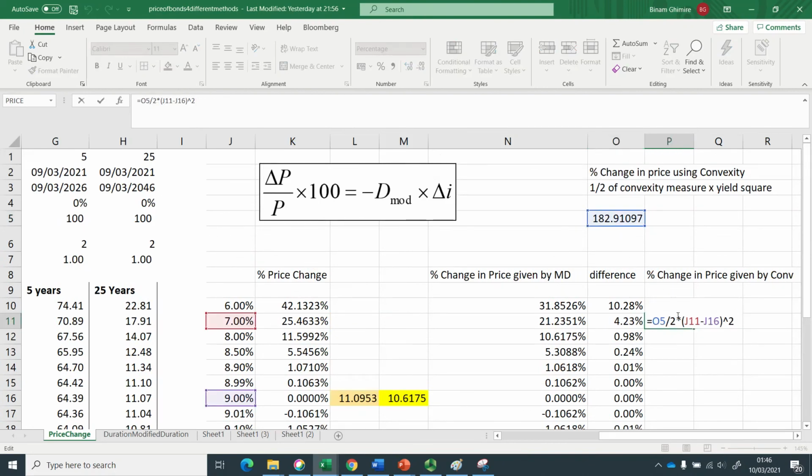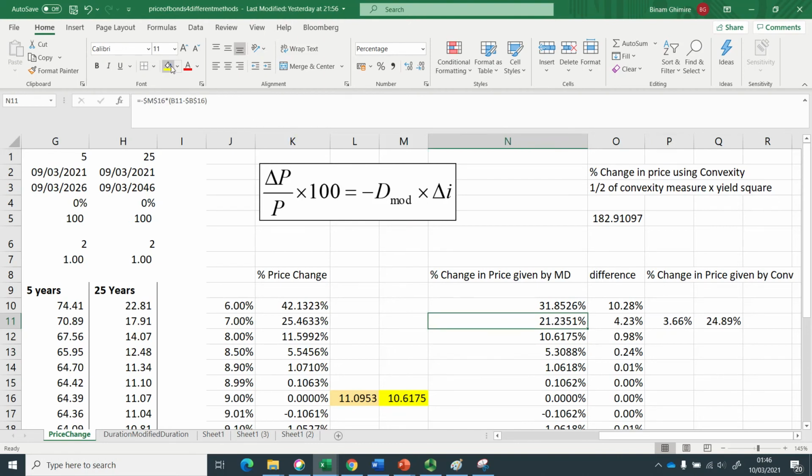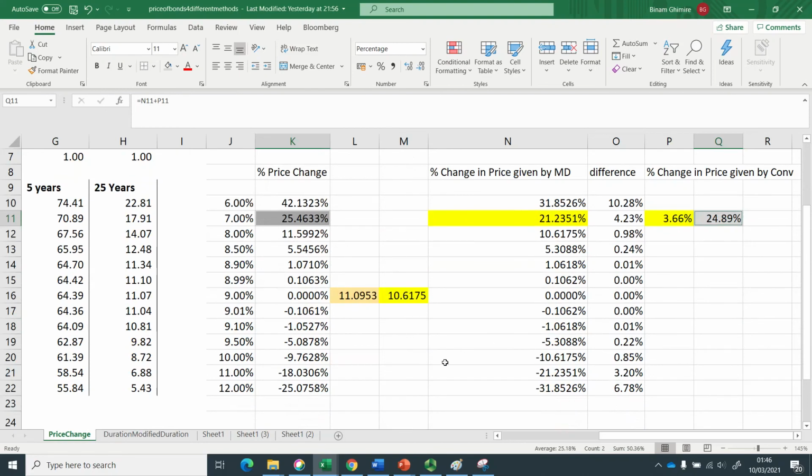Remember, we found the convexity given percentage price change, and now the last thing to do is to add this with the percentage price change given by modified duration. So this one here, highlighted in yellow, and this one here, again highlighted in yellow, you add them together, see what this number is, and compare it with the actual percentage price change. There is still some difference, but this is what you can achieve using the combined convexity and modified duration measure. Okay, so let's do it once again.